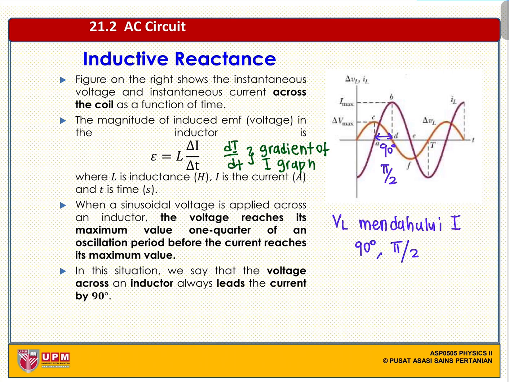So the words is this one: the voltage across an inductor lead the current by 90 degree. VL, this lead ni maksudnya mendahului. So for here, your phasor angle for inductor, which is I put it as VL, is positive 90 degree. Untuk yang lag tadi dia adalah negative 90 degree. Untuk lead ni dia adalah positive 90 degree.